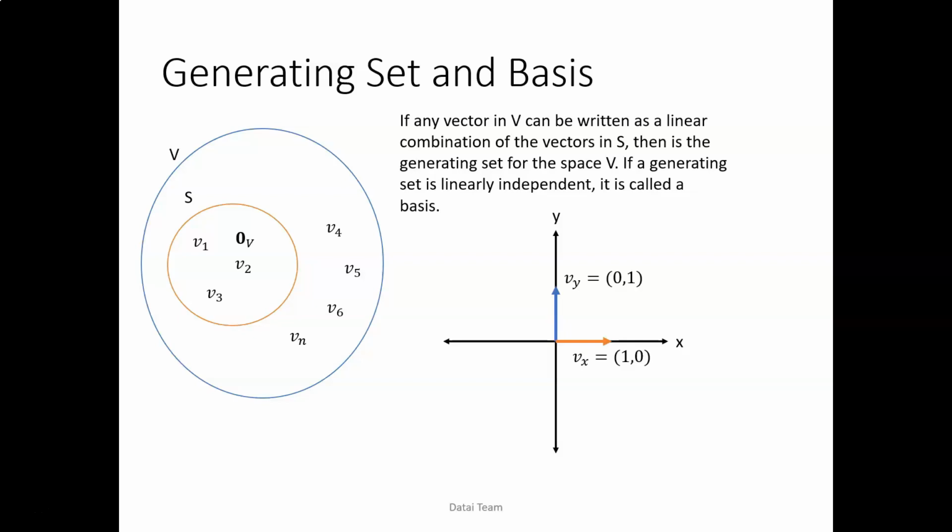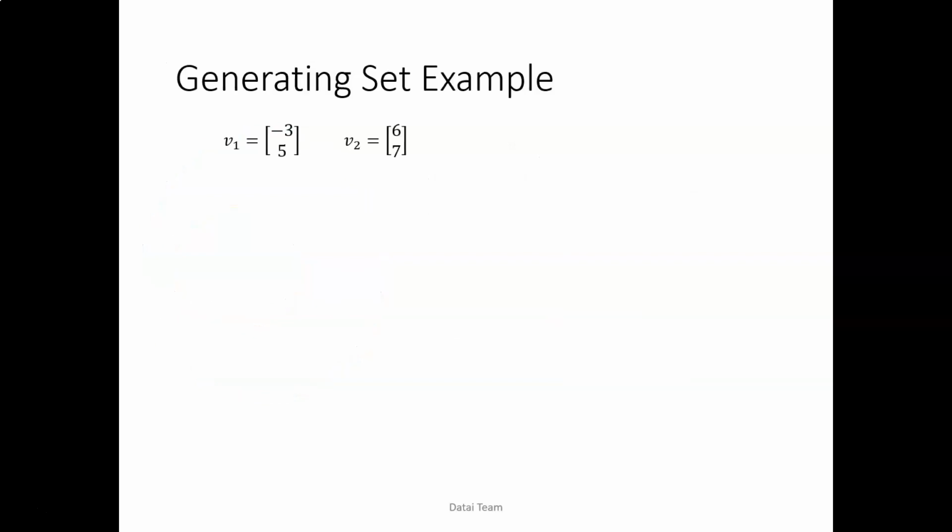Or if our generating set has different vectors, for example, our generating set has maybe v1, v2, and v3, then they could be the set that creates R3, for example, or R4, or a different subspace or a space. And the basis also has the 0 vector, because we know that any subset or the subspace has the 0 vector as well. Now let's do a generating set example.